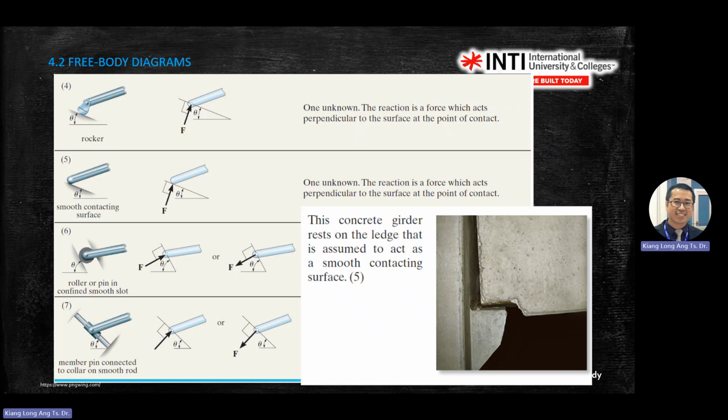So this one is number 5, right? In civil engineering, when you have a concrete girder resting on a ledge, you assume it as a smooth contact surface, which is number 5 here. So in this case, maybe there's one contact force here. You can assume it's like that.